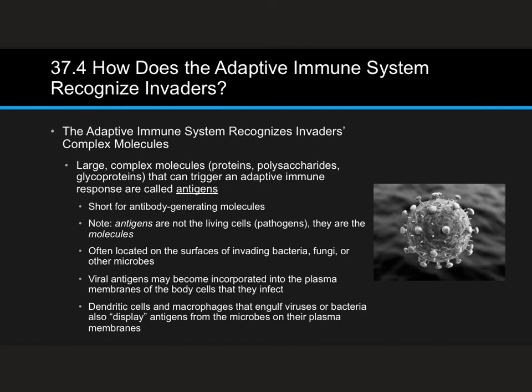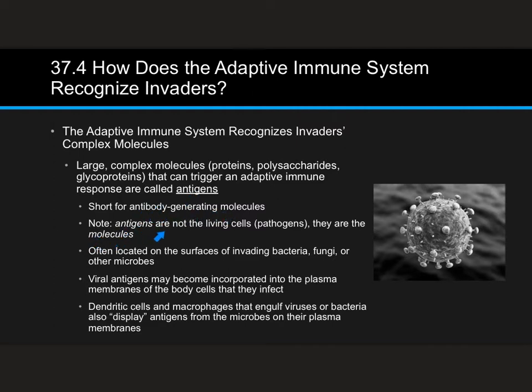Okay, so one of the goals of the adaptive immune response is to recognize the complex molecules that the invaders can bring. So large complex molecules, things like proteins, polysaccharides, glycoproteins that can trigger an adaptive immune response are called antigens. Okay, that's short for antibody-generating molecules, so it's going to make antibodies.